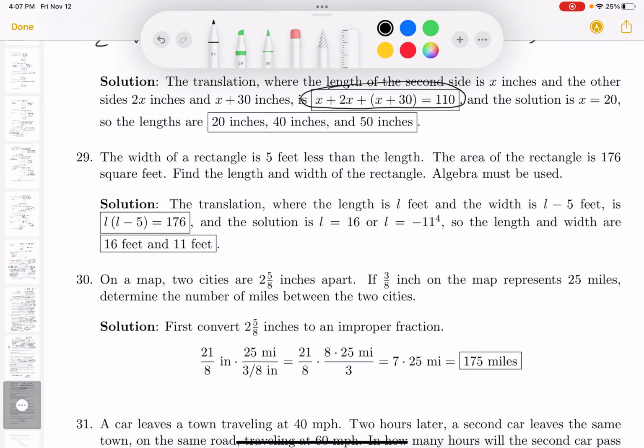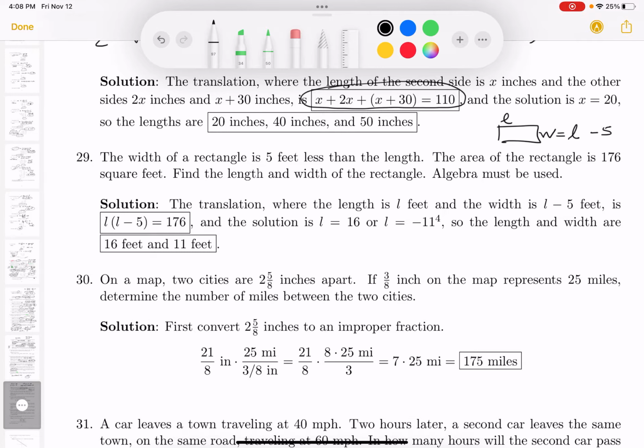The width of a rectangle is 5 feet less than its length. I'm going to draw my rectangle down. This is width. This is length. It says the width of the rectangle is 5 feet less than the length.